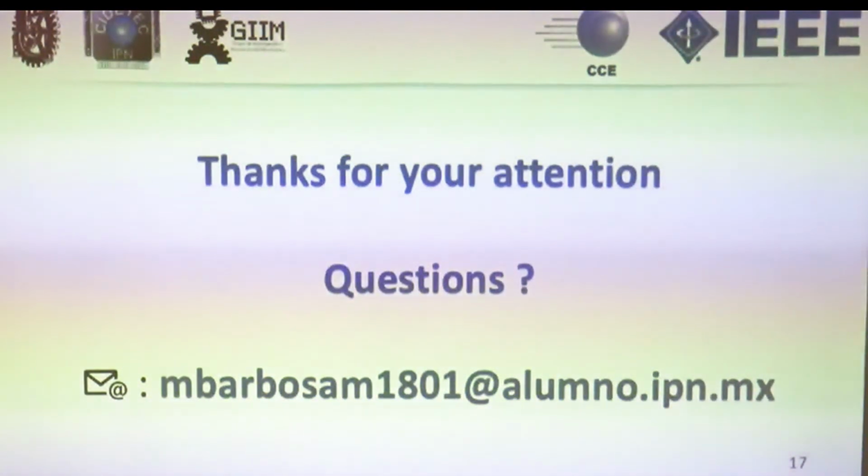Questions? So, in what engineering problem are you thinking that you want to apply this? Actually, we are working on forward and inverse kinematics for mechanisms for tracking a path.